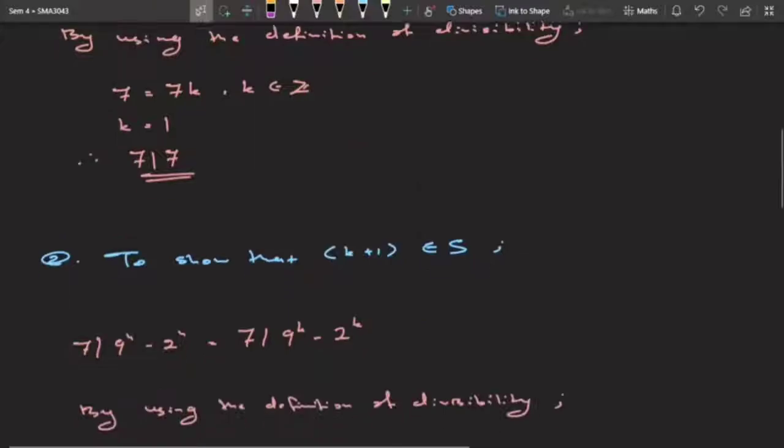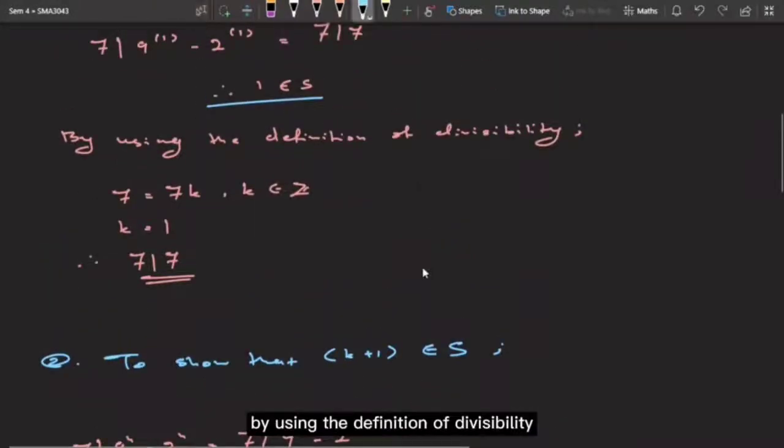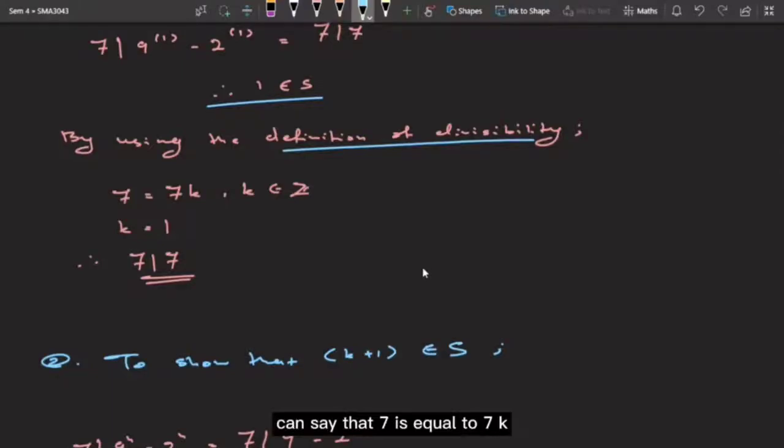So by using the definition of divisibility, you can say that 7 is equal to 7k, where k is an element of integer, and we will get k is equal to 1. So therefore, 7 can in fact be divisible by 7.